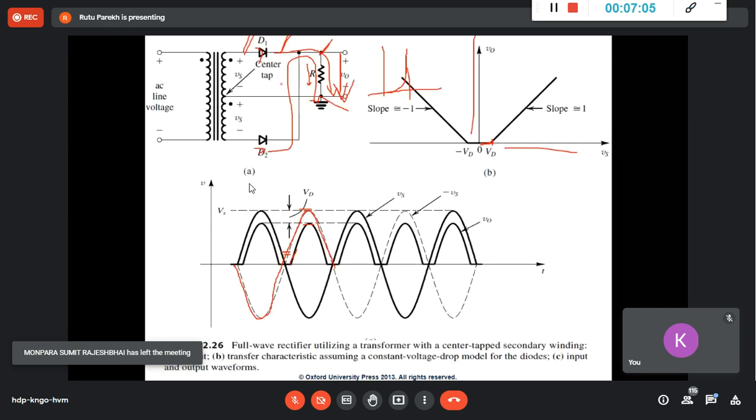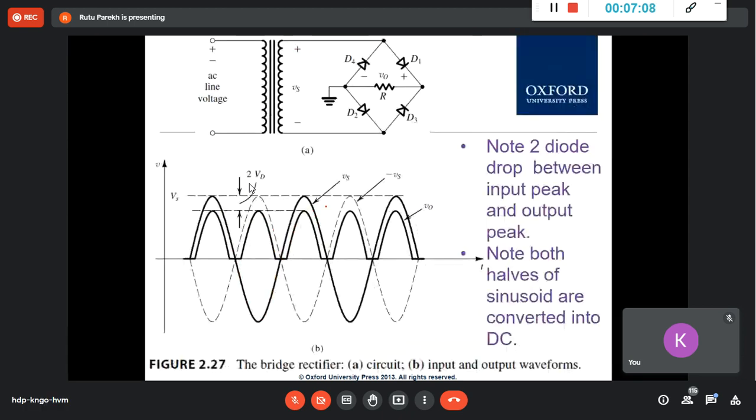And this is another version of the same circuit. Are you understanding now? Otherwise, interrupt me in between. Yes, ma'am. Okay, very good.